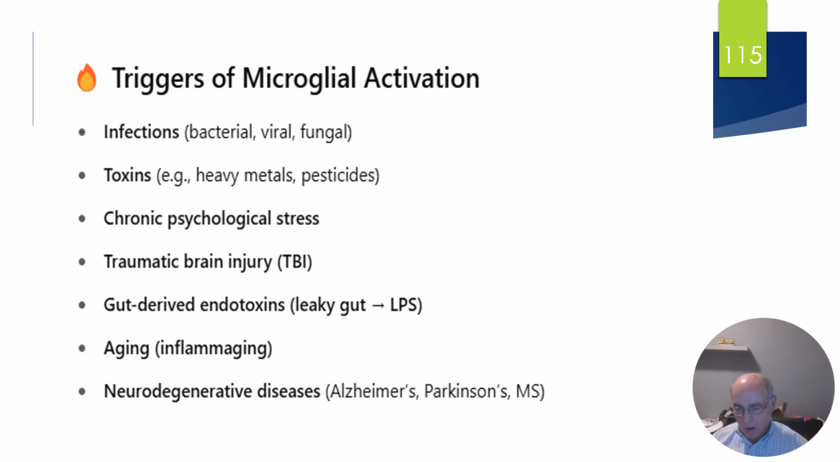That one of the hallmarks or several of the hallmarks of aging is a reduction in the adaptive immune response, the inability to deal with inflammation. And we know as people get older, they become more inflamed. And obviously, neurodegenerative diseases like Alzheimer's disease, Parkinson's disease, and MS are all consequences of microglial activation.